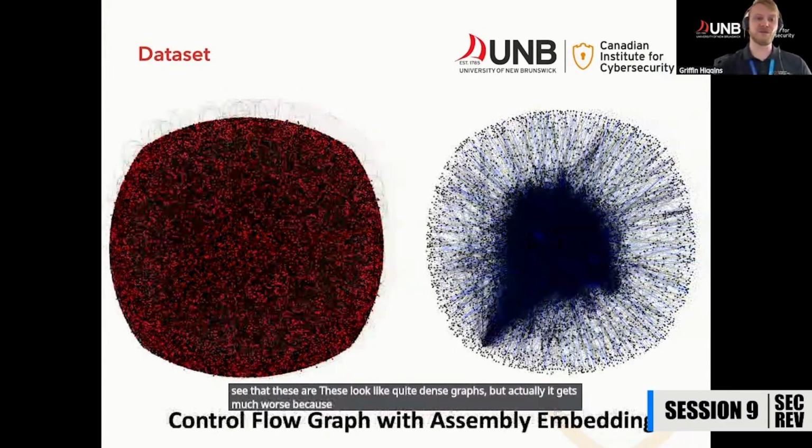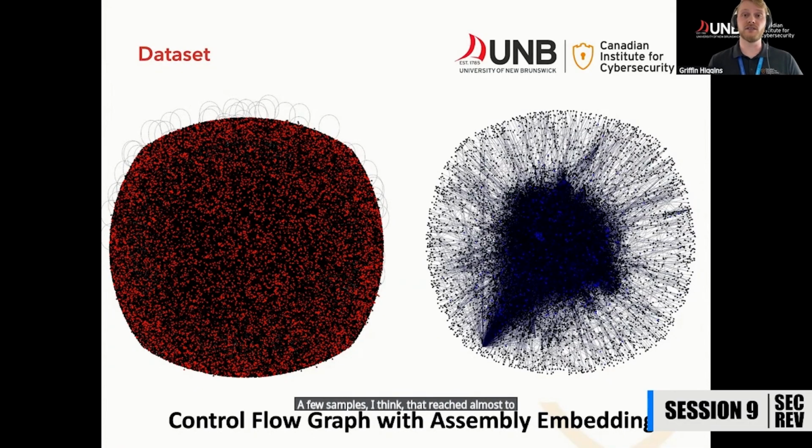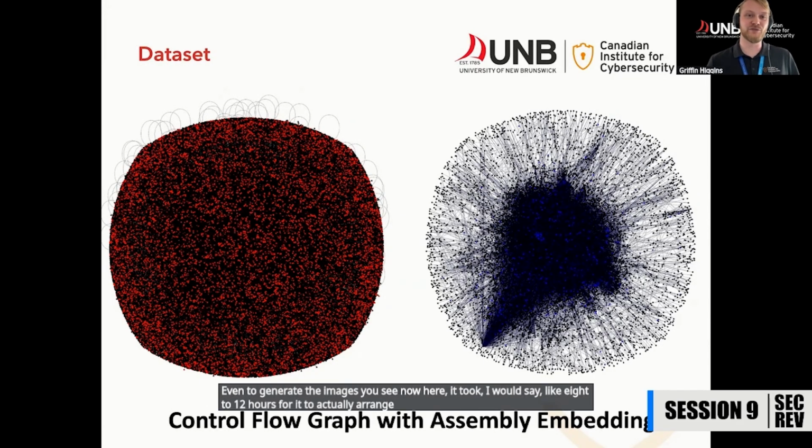Because once we go to the control flow graphs where we use the assembly embedding technique, we can see that the size of these graphs just explodes. In the malicious case, there were a few samples, I think, that reached almost 300,000 nodes each. And once you start to do anything at that level, your life becomes difficult. Even to generate the images you see here, it took, I would say, 8 to 12 hours to arrange the plotting coordinates for each one and then to render it. So you can imagine why the graph reduction techniques would be important if you're going to do something like graph learning.